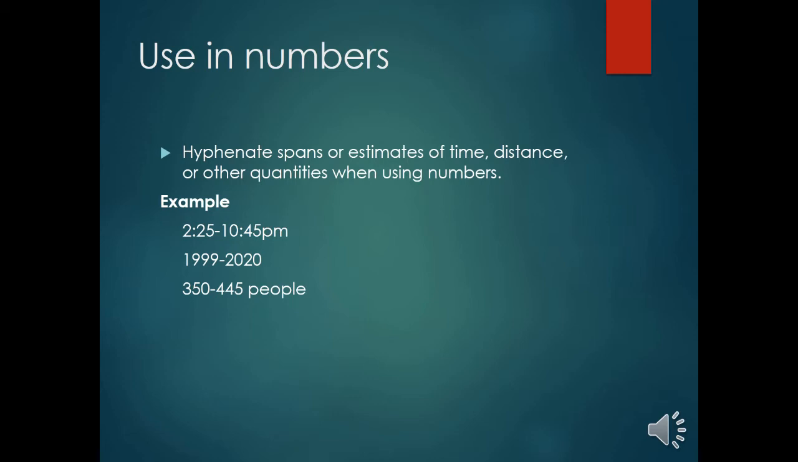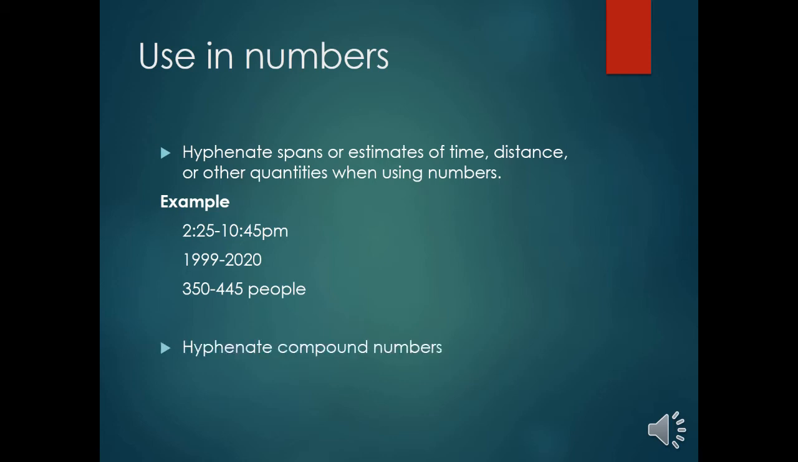The hyphen here is basically used to mean "to," because it is showing a distance between one number and the other. The first example is talking about time, 2:25 to 10:45 p.m. It's a span of time. 1999 to 2020. 350 to 445 people. So you see, that's one way you use the hyphen.